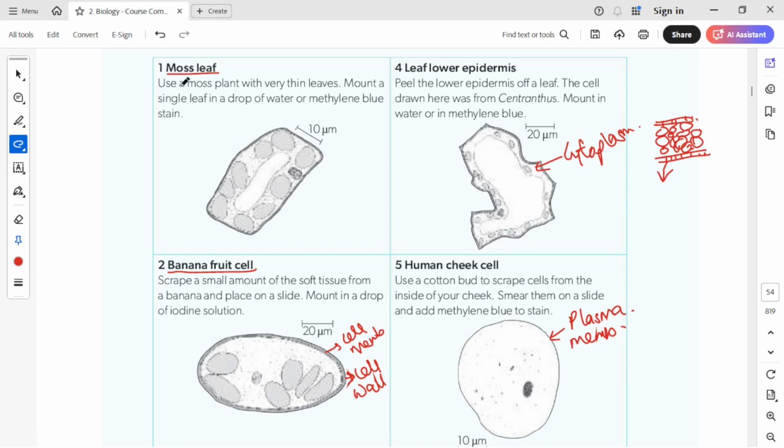Okay, so let's see here. Moss leaf: use a moss plant with very thin leaves, mount a single leaf, and we can stain it with methylene blue stain. So what is methylene blue stain? It is basically a cationic dye, and it stains negatively charged molecules.